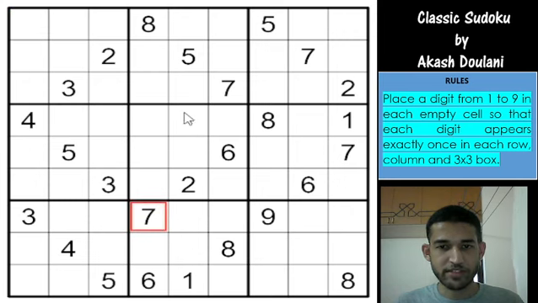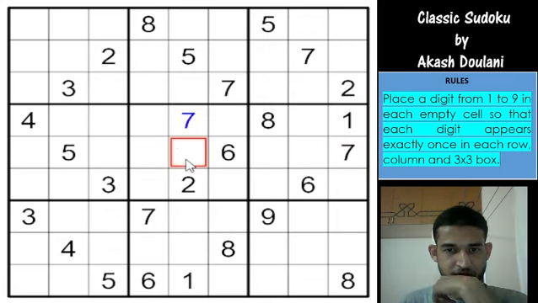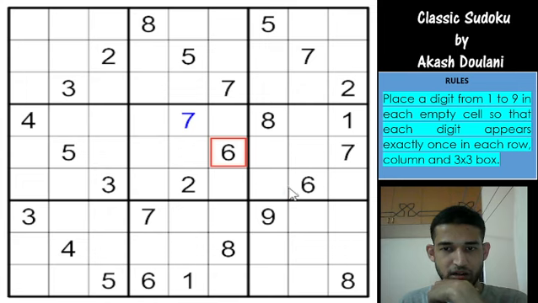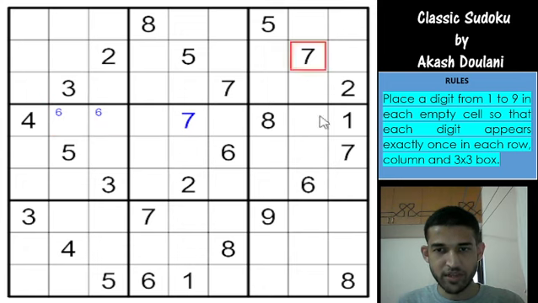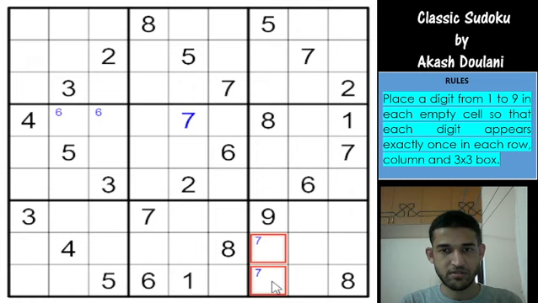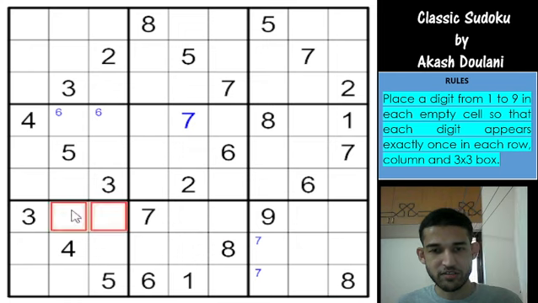7 in column 4 and 6, so 7 goes in one of these cells. Because of the 7 there, I can mark the 7 here, so that becomes a 7. And 6 is in row 5, 6, so 6 goes in one of these cells. Okay, 7 in column 8 and 9, 7 goes in one of these cells. 8 is in row 8, row 9, so 8 goes in one of these cells.